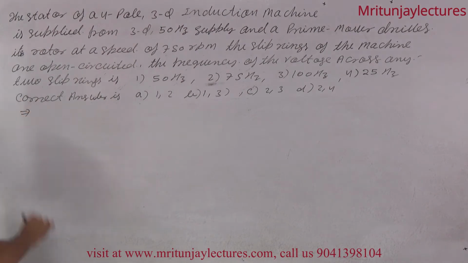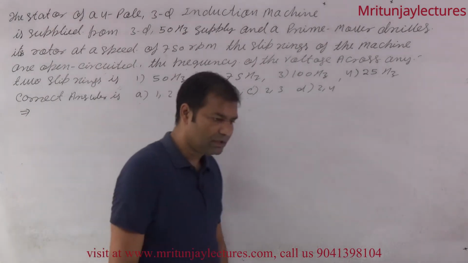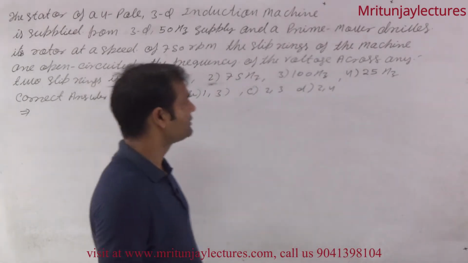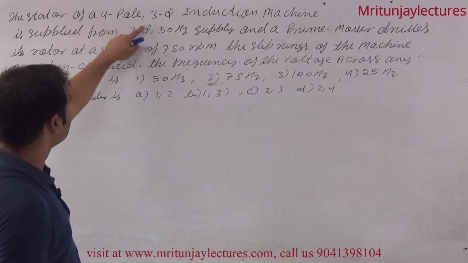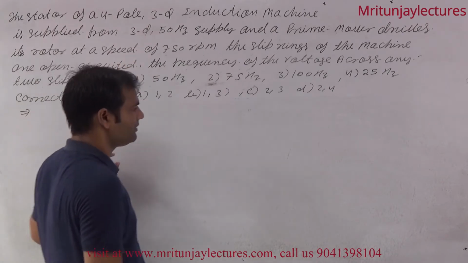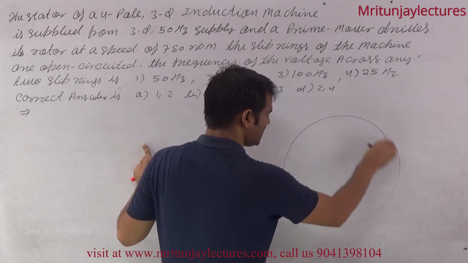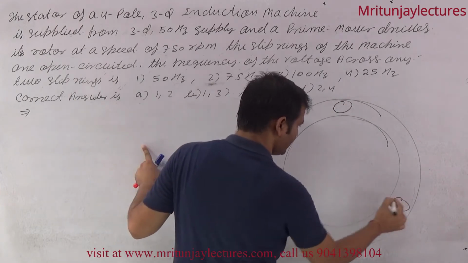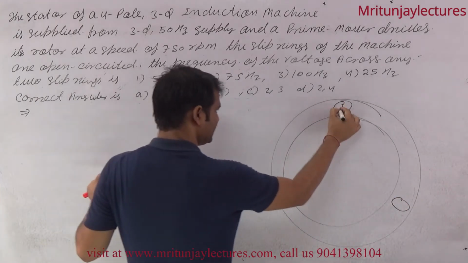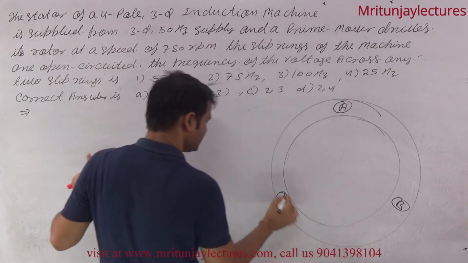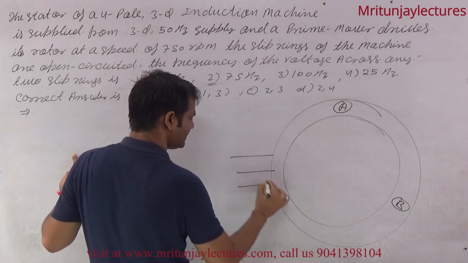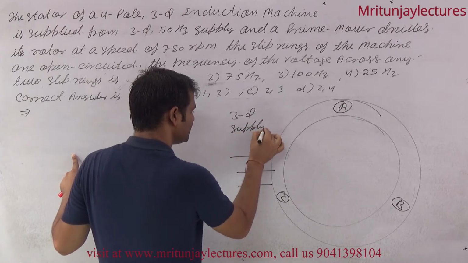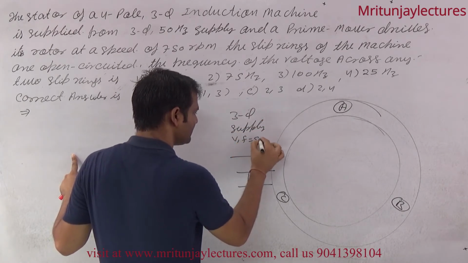Now basically this question is based on induction frequency converter. Starting with a stator of a 4-pole 3-phase induction machine, first of all make the stator winding like this one, that is 3-phase 4-pole, A and B and C. 3-phase supply on stator, frequency 50 Hz. Clear?